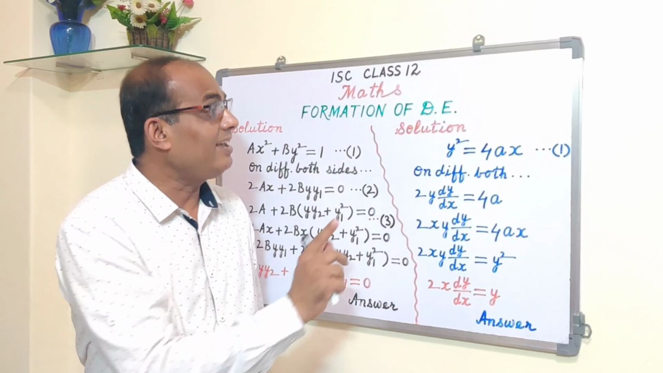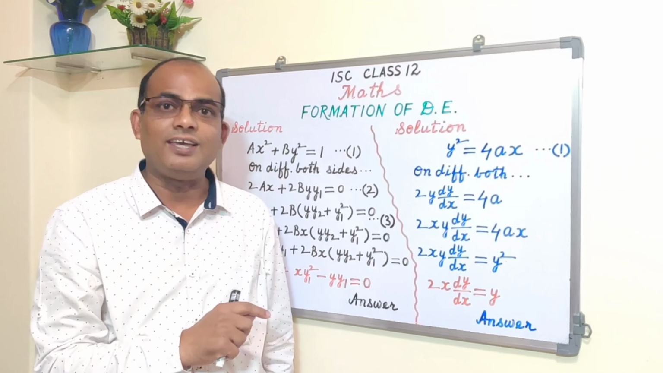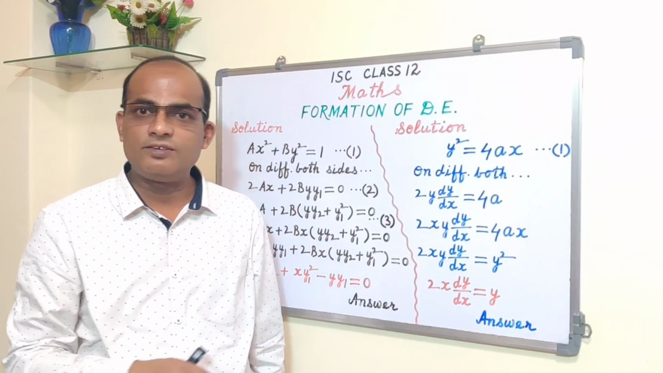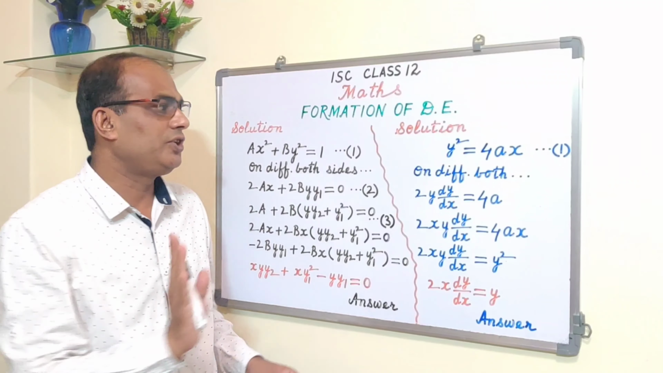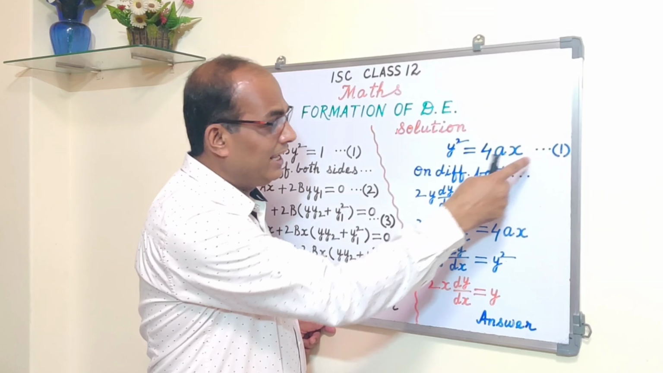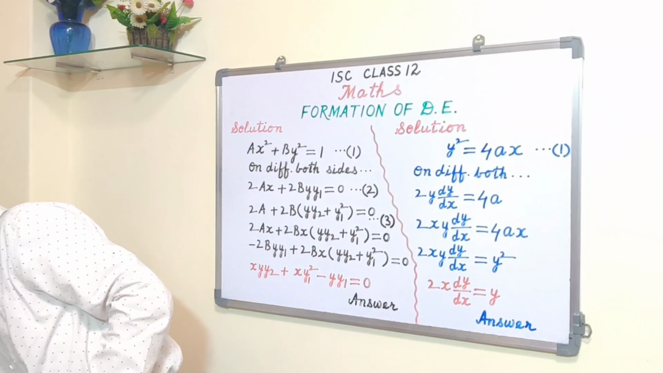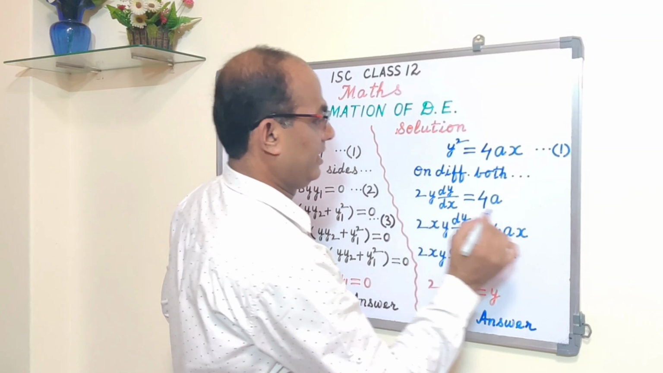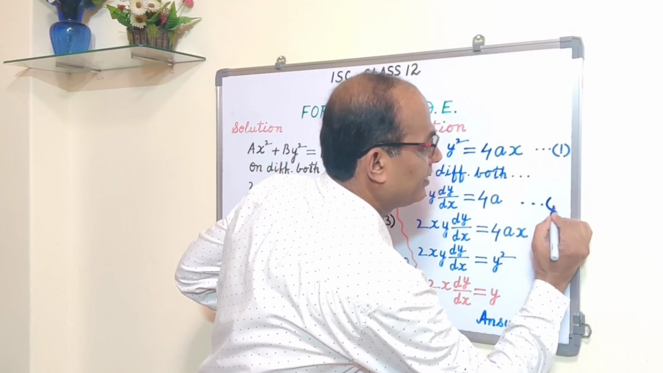Alright. So in this case here, there is only one arbitrary constant. There is only one constant a. So I am differentiating the given equation y square is equal to 4ax once. Alright. Once I am differentiating, and then the original equation and one equation what we are getting after differentiating the equation. Alright, this is second equation. Yes, this you can call second equation.